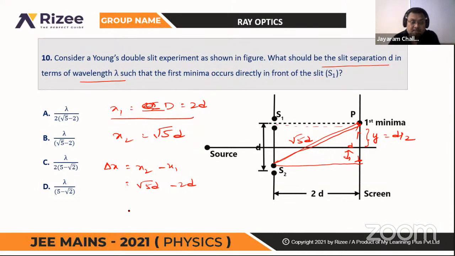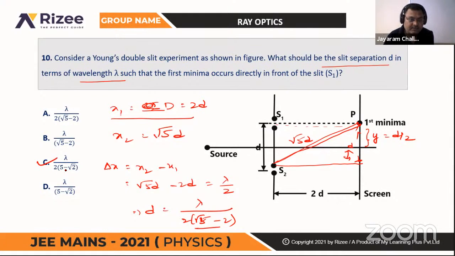Since for the first minimum, the path difference should be equal to lambda by 2. So from this one, take d out common. d is equal to lambda by 2 into root 5 minus 2. So this should be your answer. So what is your root 5 minus 2? Okay, sorry, this is root 5 minus 2. Let me erase this one. Fine.